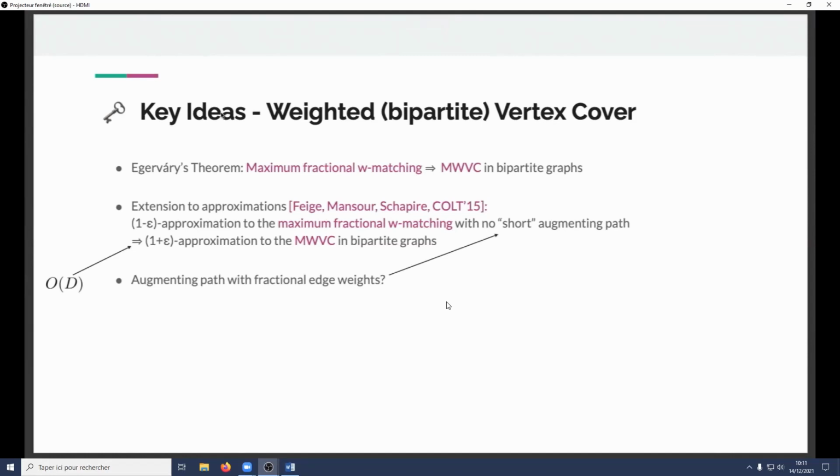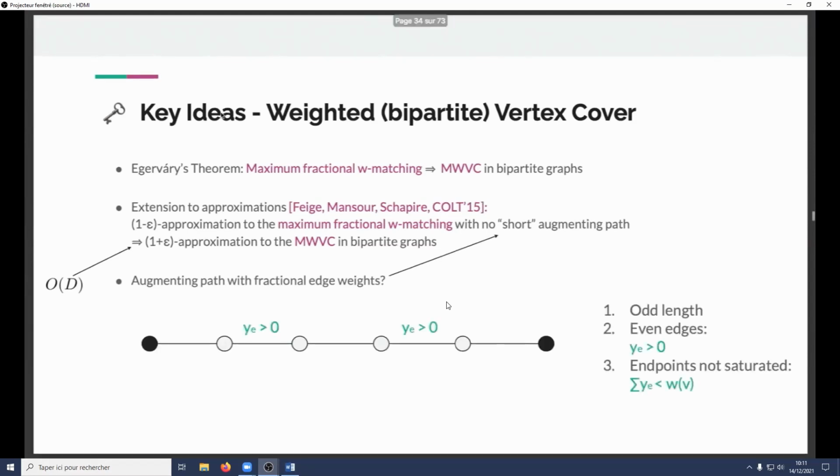All right, so now, first, what is a short augmenting path in the sense of fractional edge weights? An augmenting path here is an odd length path where every even edge has this fractional value y_e greater than 0, and those endpoints of this path are not saturated. That means the sum over their edges of these fractional values is really smaller than its weight. So this is what we call an augmenting path.